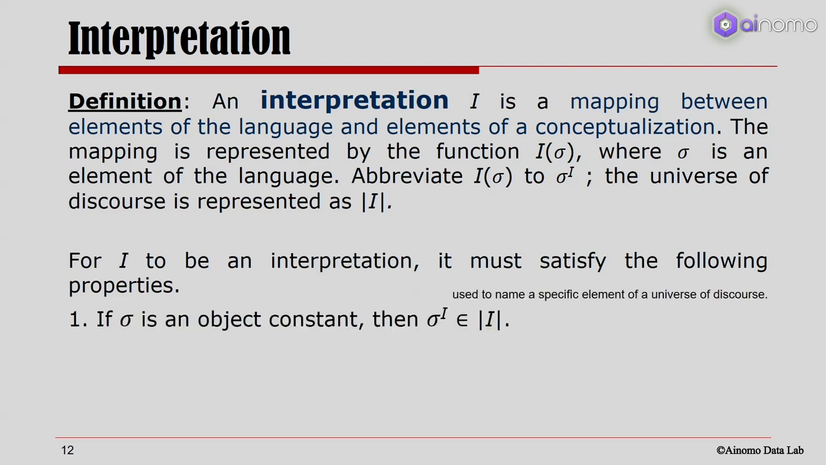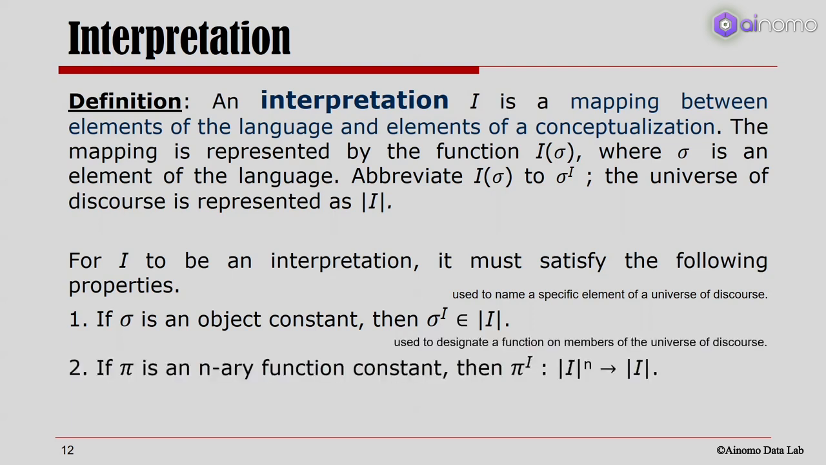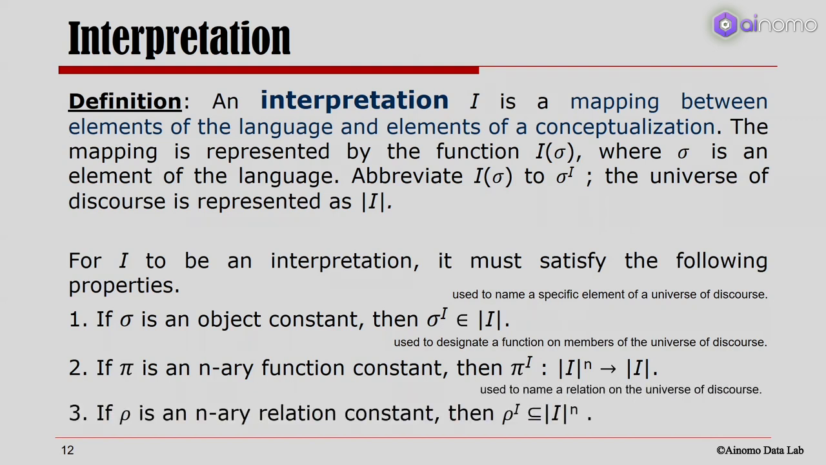If sigma is an object constant, then it needs to name a specific element of the universe of discourse under the given interpretation. If pi is an n-ary function constant, then the mapping under the given interpretation should map pi as a function on members of the universe of discourse. Finally, if rho is an n-ary relation constant, then under that interpretation, rho needs to be able to name a relation on the universe of discourse.